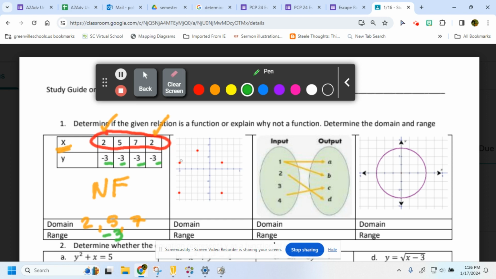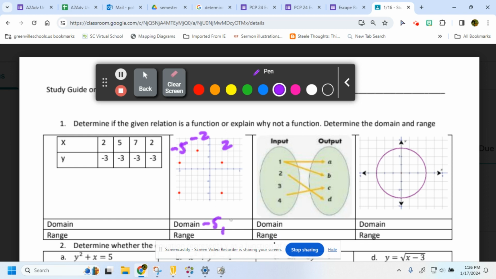The next one, you have given ordered pair. If you do the vertical line test here, draw that line there, it will cross 2 points. So therefore, this is not a function. And the domain there, you have to know the points. So here, you know that this one here is negative 5 on the x, negative 2, and positive 2. So therefore, it's negative 5, negative 2, and 2.